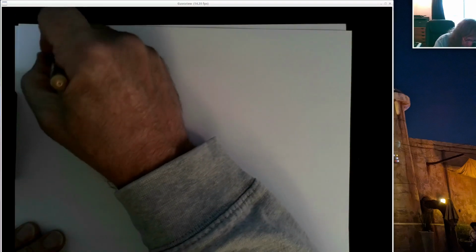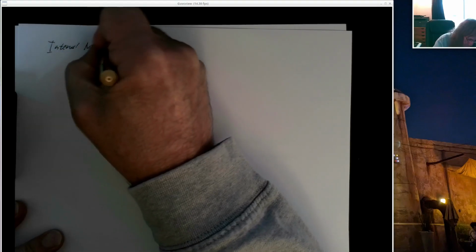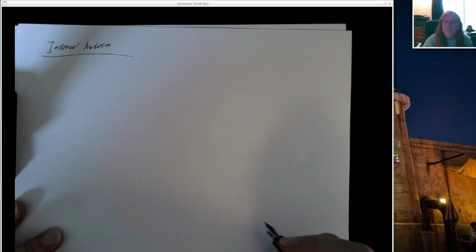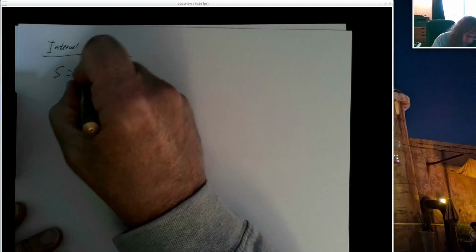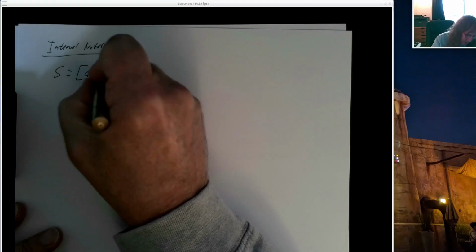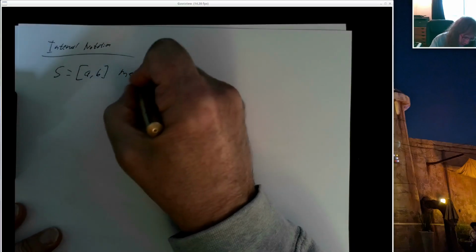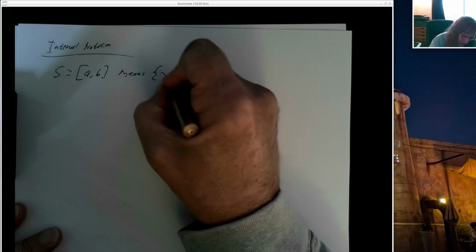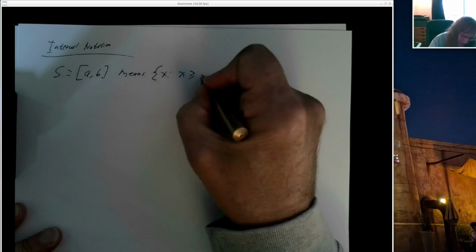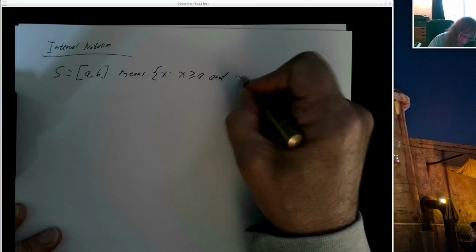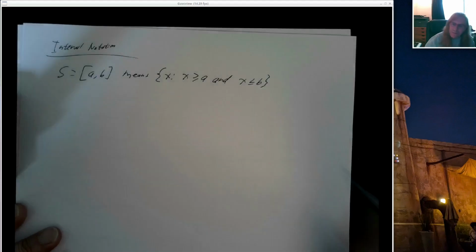Alright, so how do we define sets? There's something called interval notation. And we could say, for example, S equals bracket A comma B. And this means the set of all x such that x is greater than or equal to A and x is less than or equal to B.